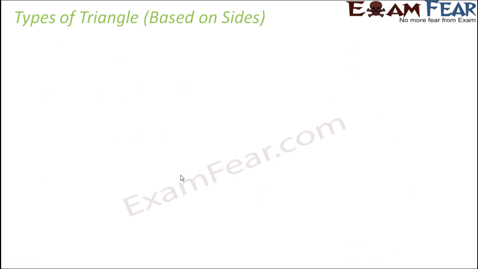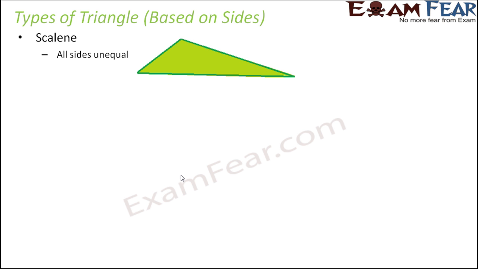Now there are many types of triangles. Now first we talk about the types of triangle based on the sides, like if the sides are equal or the sides are not equal. Based on that, there are three types of triangle. First type is scalene triangle. So a scalene triangle is the one where all the sides are unequal. So you measure all the three sides.